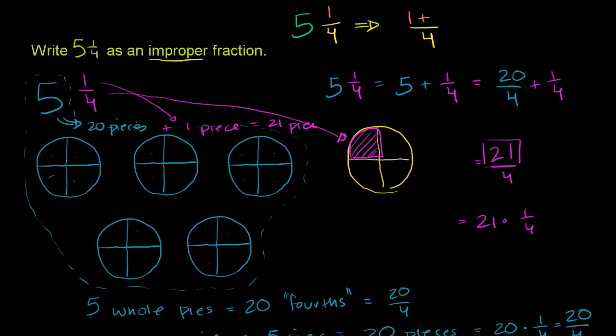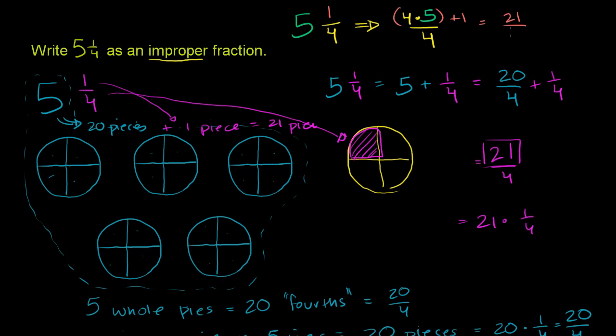Actually, let me do it the way I tend to think of it. What I do is I take 4 times 5. So let me write that down. 4 times 5. And then to that, I add this numerator. So I literally do 4 times 5 plus 1, which is equal to, 4 times 5 is 20, plus 1 is 21, and that's over 4.